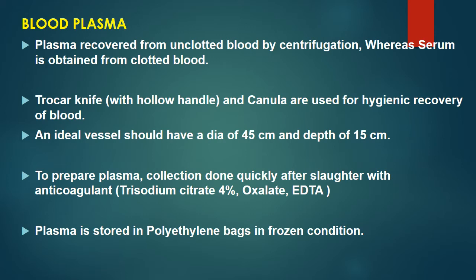It should have an open mouth of about 45 centimeters and a depth of 15 centimeters, and as far as possible it should be collected hygienically, or we can collect it with an anticoagulant. So to prepare plasma, collection should be done quickly after slaughter with an anticoagulant. We can use trisodium citrate 4%, or oxalate, or EDTA.